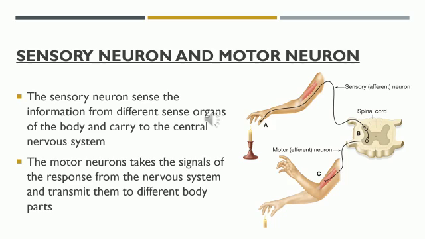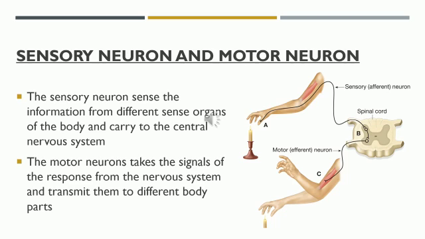So here the sense organ skin is playing a role. When we touch a hot object, immediately we take out our hand. That means there are some sensory neurons present in the skin which sense the hotness of the object, and that information is carried by these sensory neurons from the skin, the sense organ of the body, to the central nervous system. Okay, so the central nervous system will receive the information.